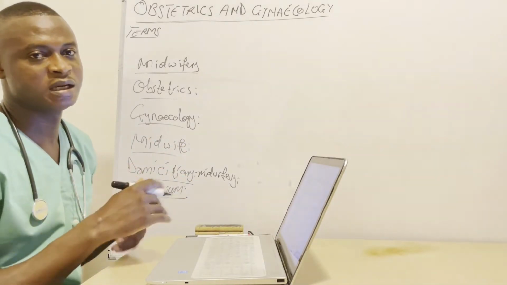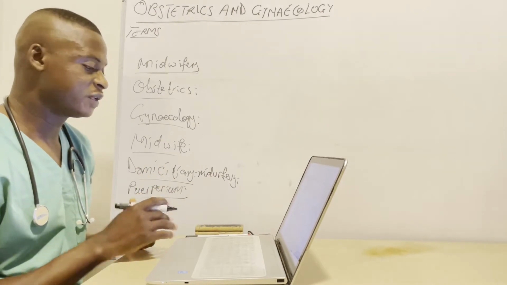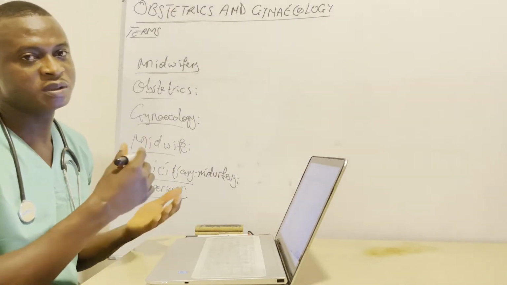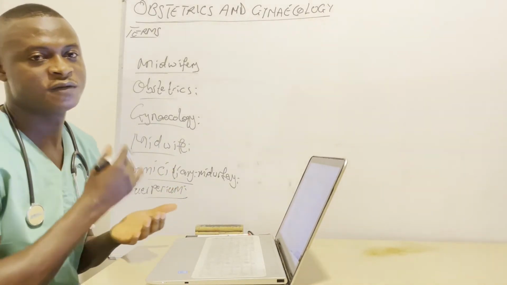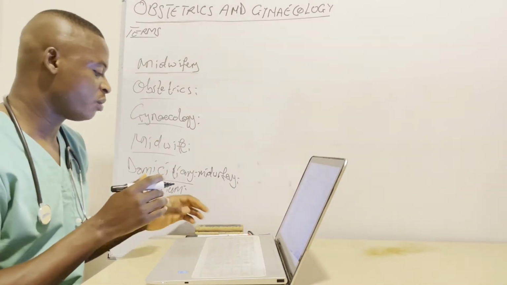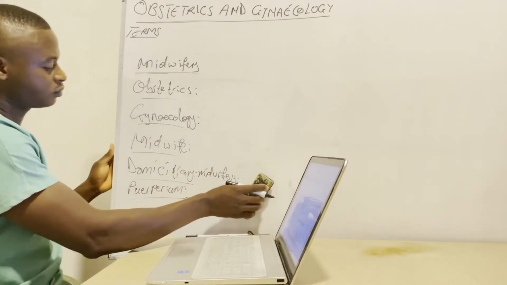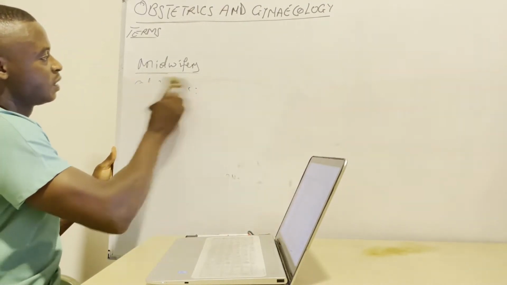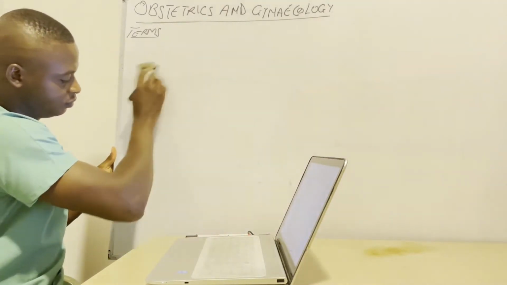During pregnancy, a lot of changes happen in the reproductive system. So the puerperium stage is when these reproductive organs, the changes that occurred, go back to the normal state. I hope it's very clear.